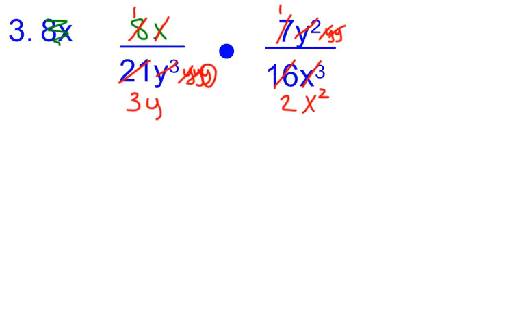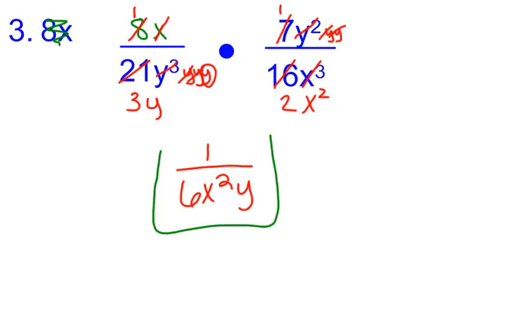So now as I look across my numerator, to multiply the fractions, you multiply across your numerator. I have only 1s. So I'm going to have a 1 here. And then when I look at my denominator going across the bottom, I would have 3 times 2, which makes 6, and then an x squared and a y. So I would choose to write that in descending order. And that's my final answer.